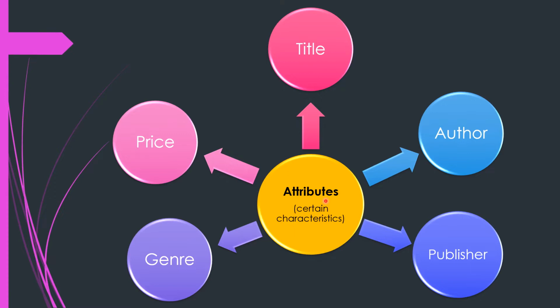Means these are the characteristics that every book will possess. We were having 5 books in our example. So all those 5 books, book 1, book 2, and so on, will have these characteristics. Means every book will have a title, every book will have an author who has written it. Similarly, it will have a price. So these are the characteristics which every book is going to possess. So we call these characteristics attributes.